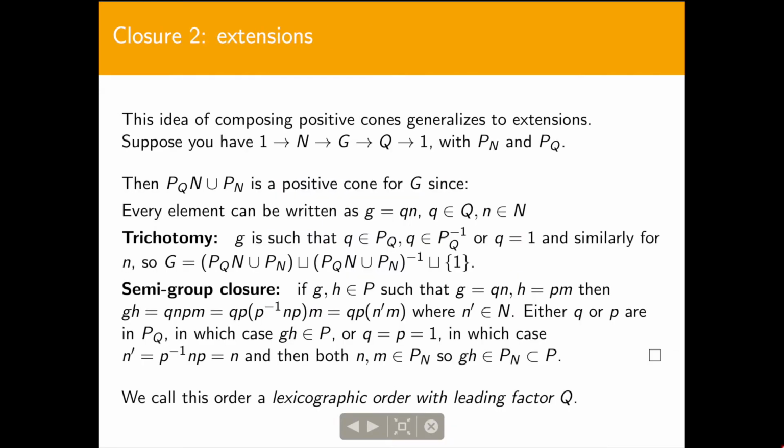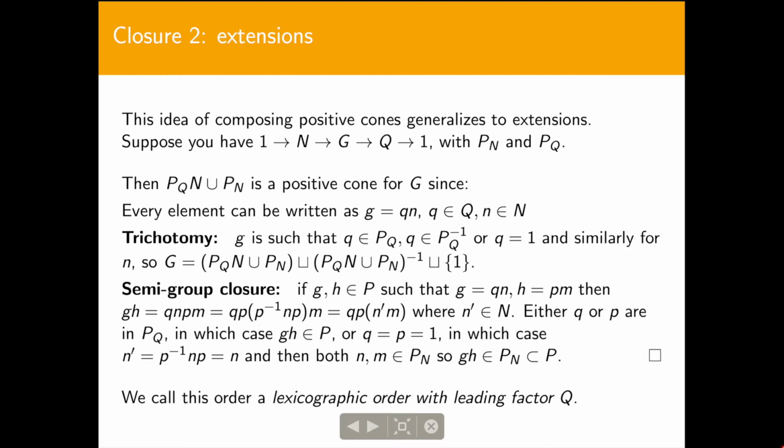So this idea of composing positive cones generalizes to extensions. Suppose that you have a short exact sequence with N being the kernel and Q being the image. N stands for normal and Q stands for quotient, with P_N and P_Q being the positive cones of N and Q. Now, P_Q N union P_N will be a positive cone for G, and let's prove it.